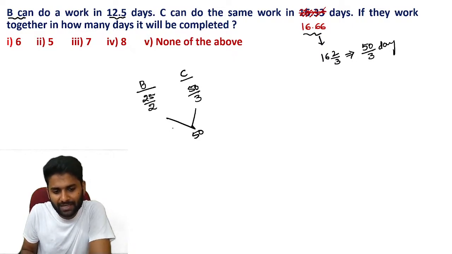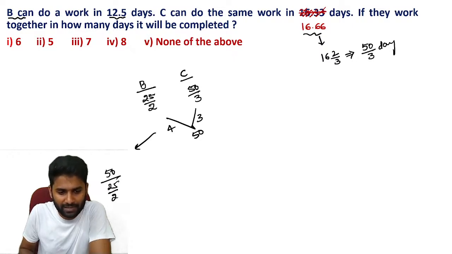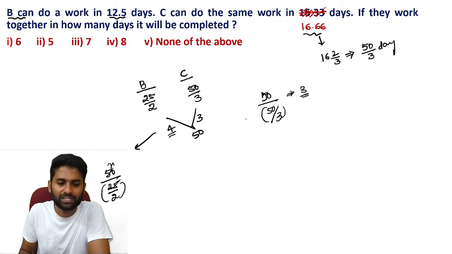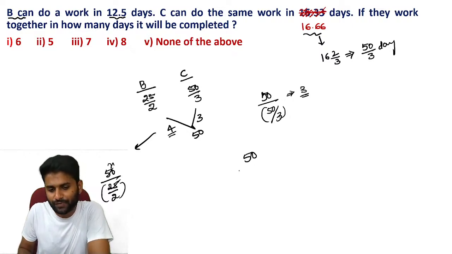So they will complete exactly 4 units per day. Now here they complete 3 units per day. Now see, this is all about 50 divided by 25/2. Now 25 goes exactly 2 times, and 2 into 2 is equal to 4. The same way, 50 divided by 50/3. After the cancellation, efficiency is 3 units. Now here the question, 50 units of work.